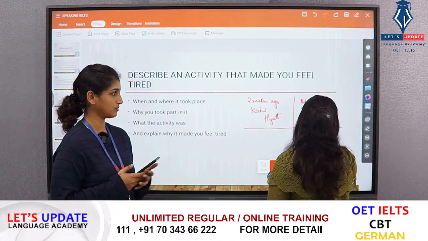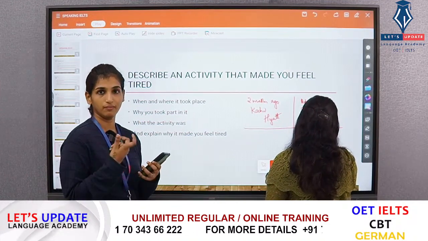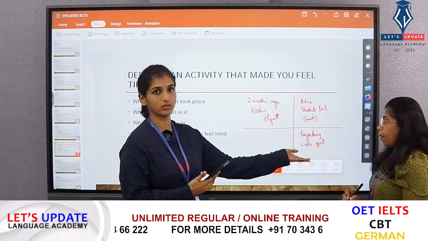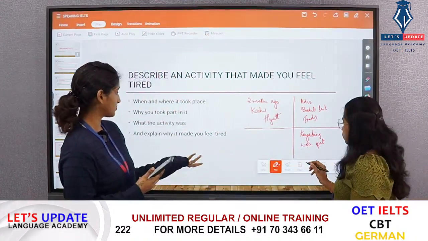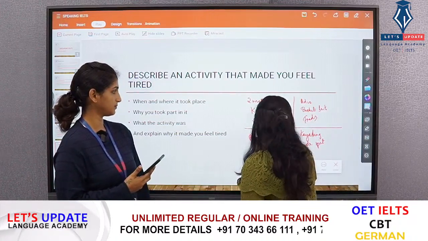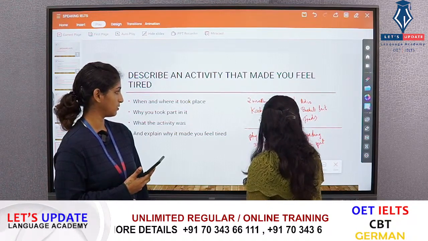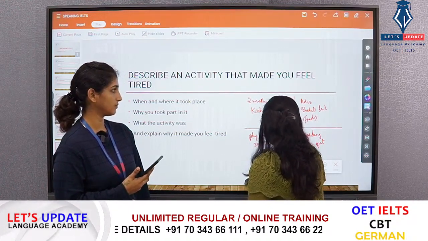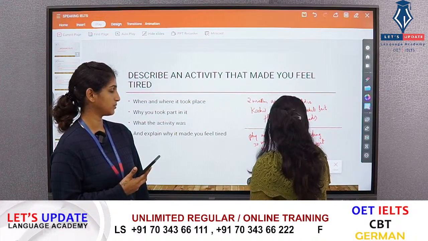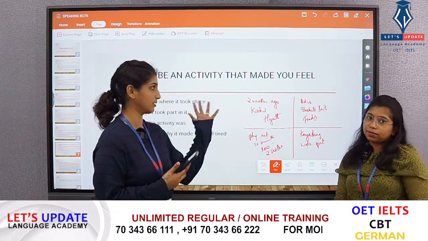Kayaking is a water sport. So you can write related to that particular major term, because if it's kayaking, we know that it's a water sport, right? Then explain why it made you feel tired. Physical activity, obviously. Then row, 30 minutes, then what the activity was, then 2 seats. So this is the way we structured our keywords.